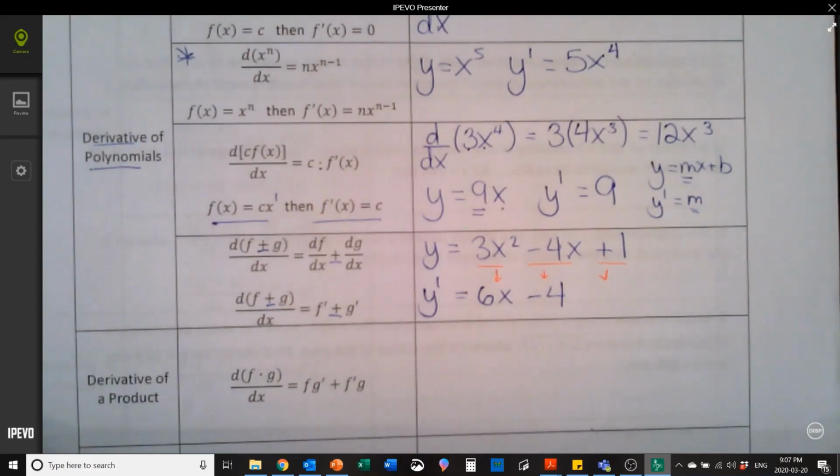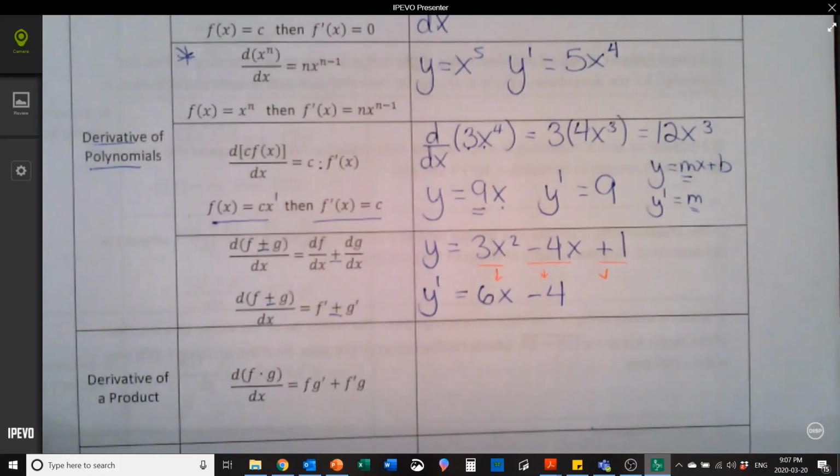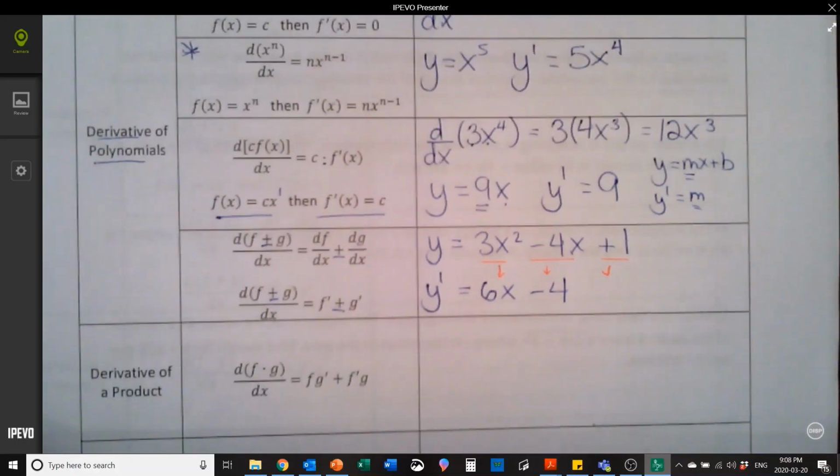So that is your first set of rules for polynomials. We're going to do some practice with those now. But if you'd like to stop and post a question or ask a question, please do so. Otherwise, we'll keep going.